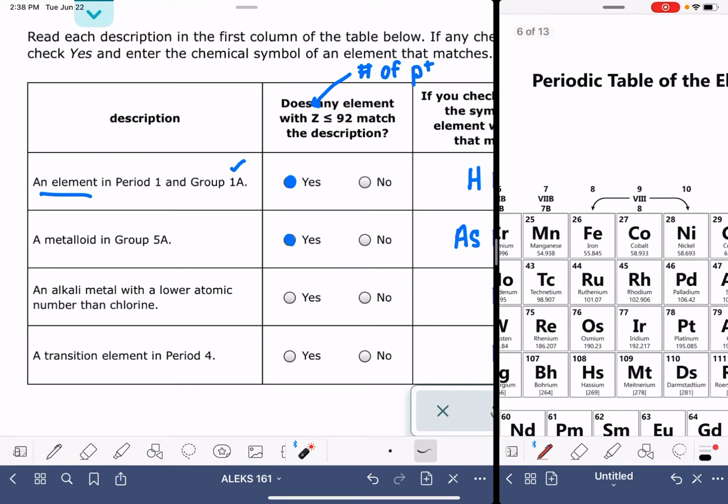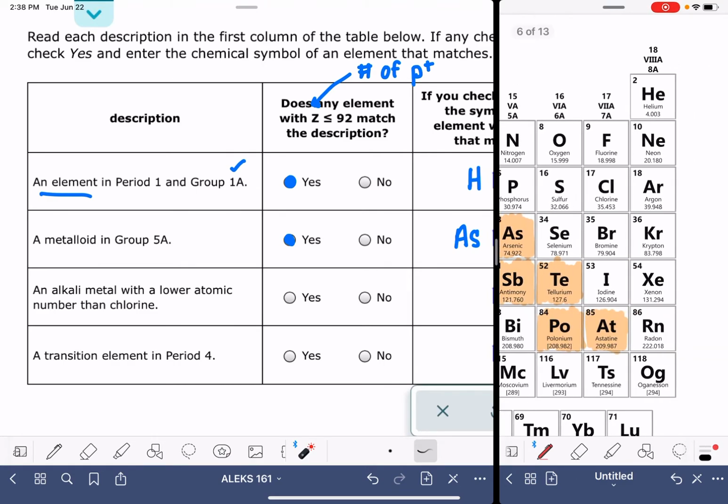Another thing that you might be asked about on this particular problem would be a halogen. Those are all the way over here, so these are our halogens. And another thing you might get asked about would be noble gases, which are in this last column right here. So those are the noble gases.